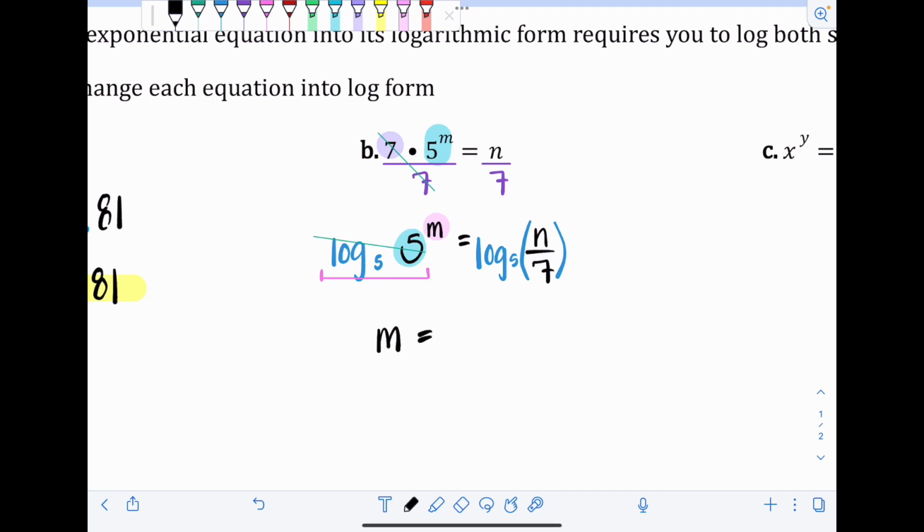And then that's equal to log base 5 of n over 7. So just to run through it one more time, we had to log with base of 5 both sides because the exponential had a base of 5. Doing that isolated the exponent from the exponential, the m, and then that was equal to log base 5 of n over 7.